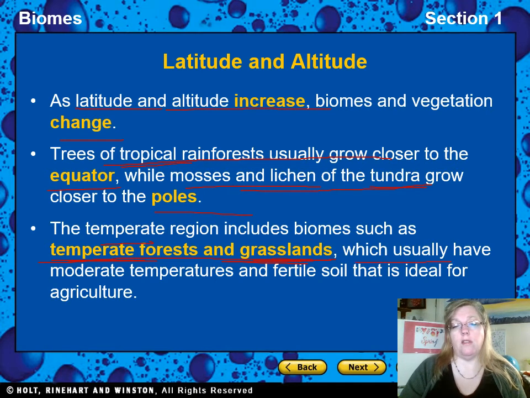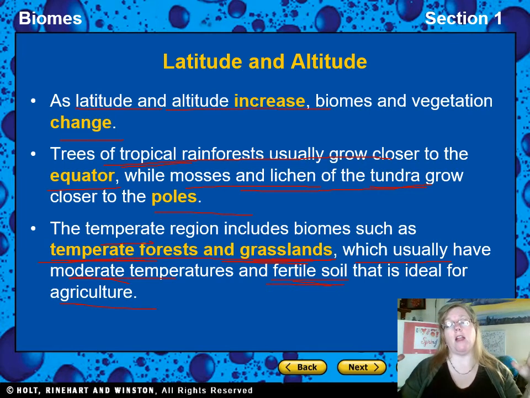These usually have moderate temperatures, meaning in the middle, and very fertile soil. When we get to grasslands, I'll tell you why it's so fertile. We really have very fertile soil here, and that's ideal for agriculture. If you think about where all the big factory farms are, they're right here in the temperate zones where we are.